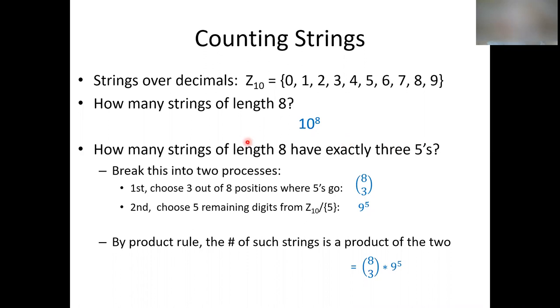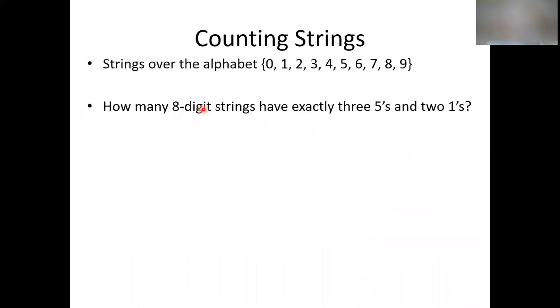So just as in this case, I have an eight long string, and in this case I was choosing 3 positions for 5s. And now I have also an 8-long string, and I'm also choosing 3 positions for 5s, but now I have one more constraint. There also have to be exactly 2 1s. So I structured this as a process, as a product rule of 3 processes.